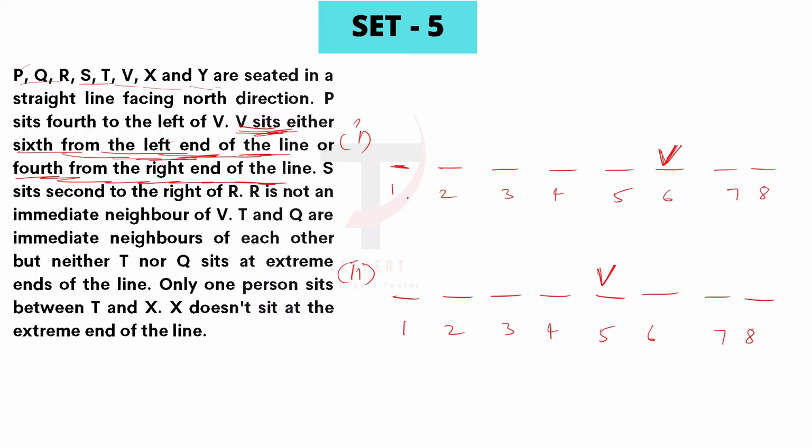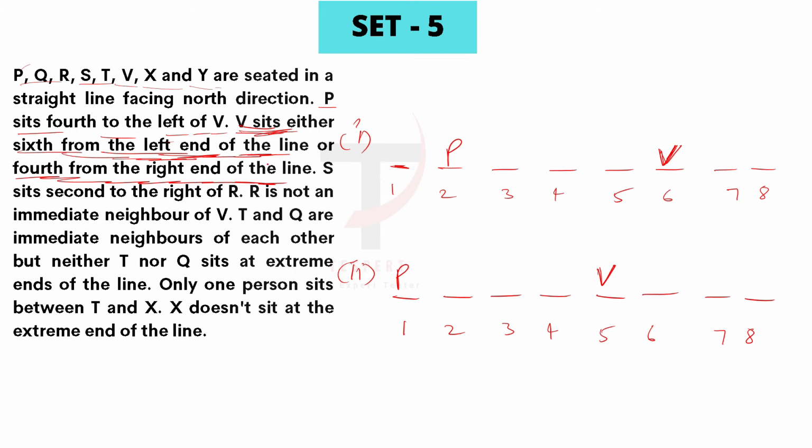Now, since we fixed V, let us get back to the first statement, which is P sits fourth to the left of V. So in the first case, P sits fourth to the left of V, which means this is the first left, second left, third left, fourth left. So P must be here. And in the second case, we have first left, second left, third left, fourth left. So P is at the extreme left.